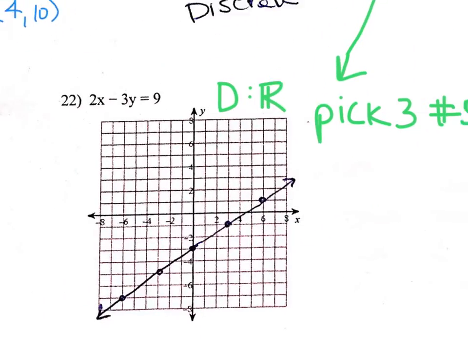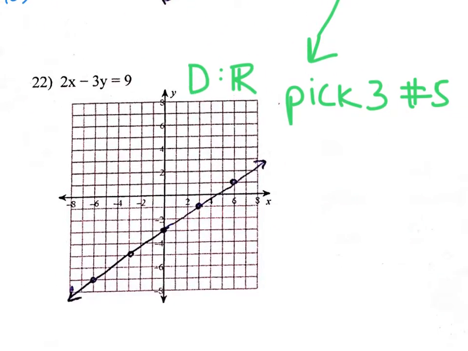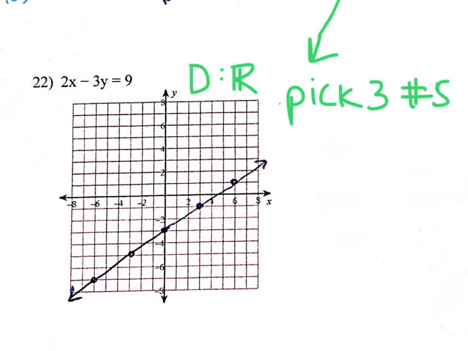Last question, 22. This one does not give me a domain. And on your test, I may say that the domain is all real numbers, but it's not a specified domain, which means this is going to be a continuous problem, so I have to pick 3 numbers. Notice that also this is not solved for y, so we need to do that first.